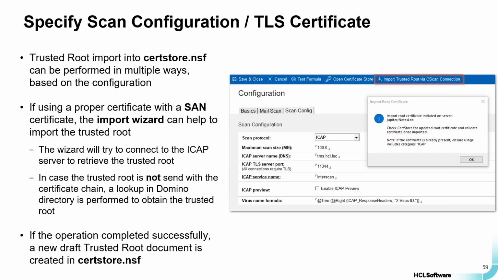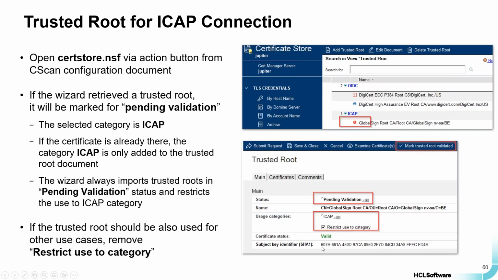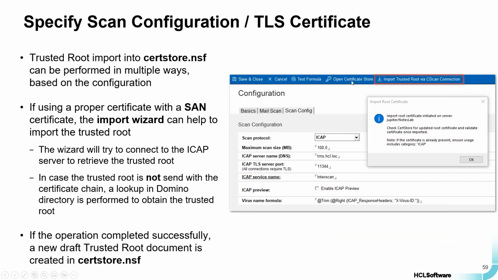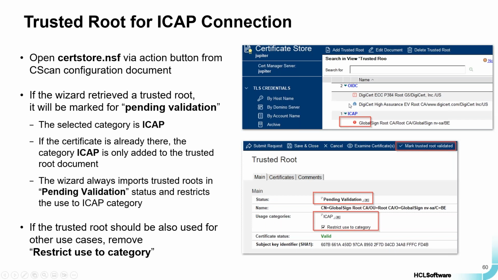It's fully integrated. And then in the next step, you have an open certificate store button here. And then in the next step, your insert store, you see, oh, this certificate has the ICAP category. It has this little icon here, says, oh, pending validation. And then it has already the ICAP status here, the usage category and restricted category. And then you just mark it for trusted and you're good.